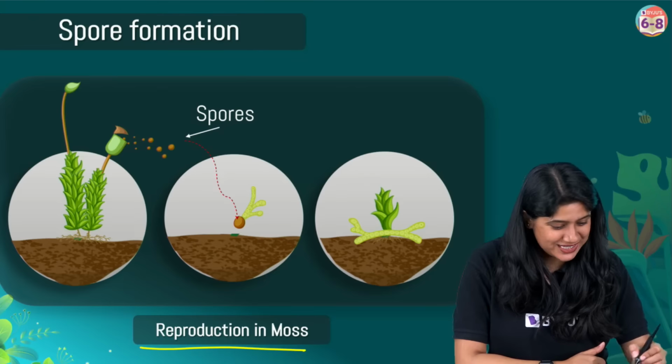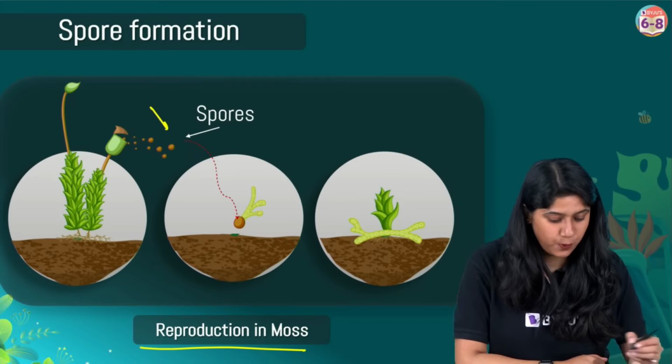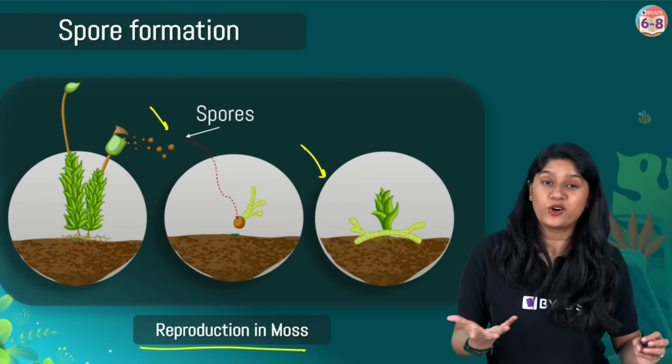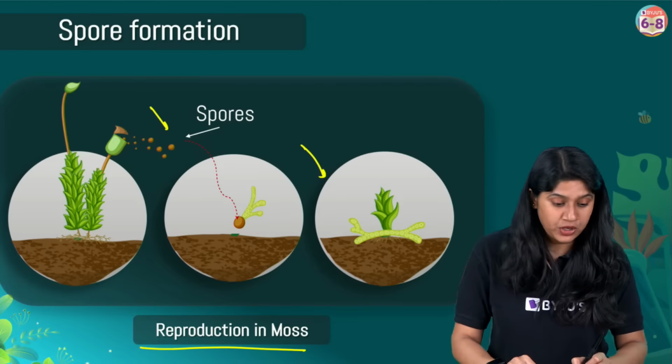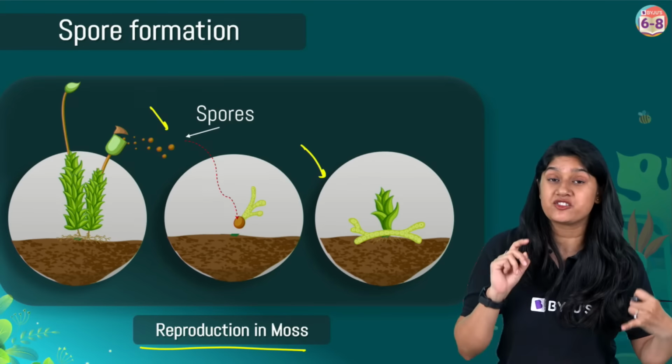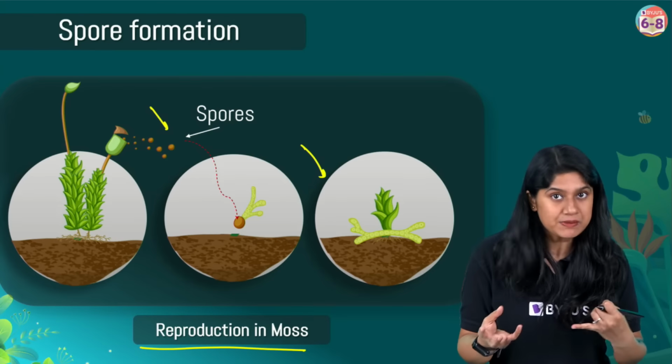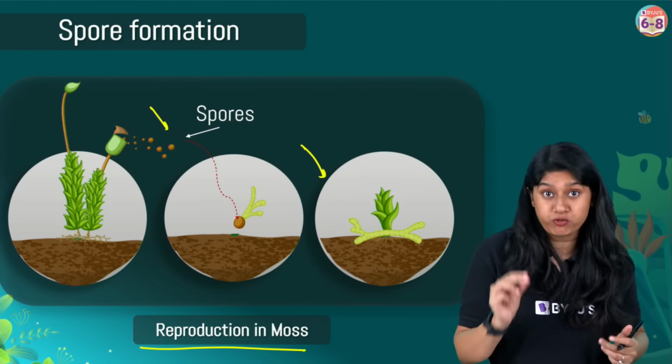So over here also we can see the spores are present, and if these spores fall, of course they'll be able to grow a new plant. So again, a good example for all of us to remember. So as of now we have discussed vegetative propagation, we have discussed stem cutting, and just now we have discussed spore formation.